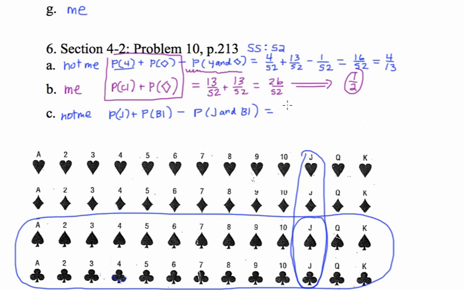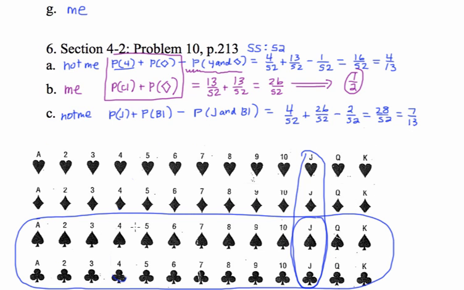So the probability of being a jack, that's 4 out of 52, plus the probability of being a black card, that's 26 out of 52. You could put 1/2 here if you wanted to. And then subtract off the overlap. 2 cards got counted twice. That's 28 out of 52, which reduces to 7/13.